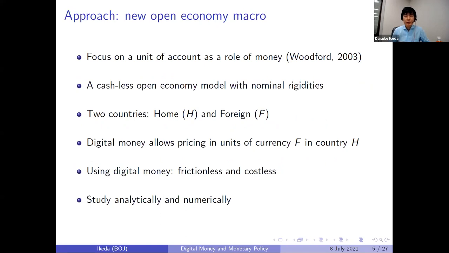My approach is to use a new open economy macro model. I focus on the unit of account role of money, as in the standard New Keynesian model. So the model I consider is a cashless open economy model with nominal rigidities. There are two countries, home and foreign. The presence of digital money allows pricing in units of foreign currency in the home country. I assume that using digital money is frictionless and costless. So I study this imaginary but possible future economy analytically and numerically.